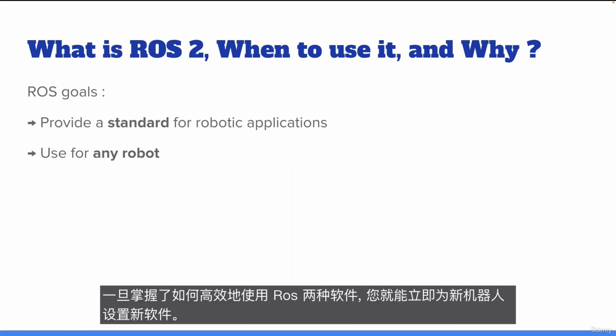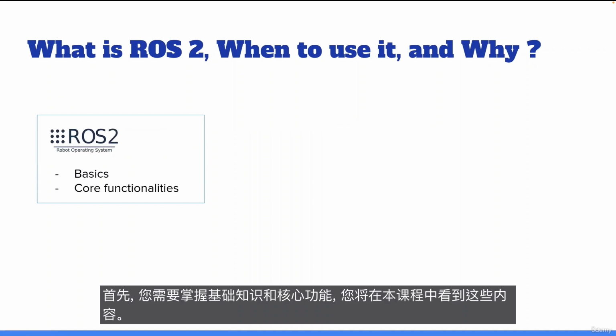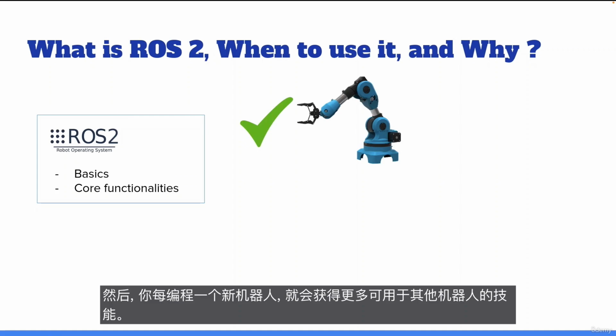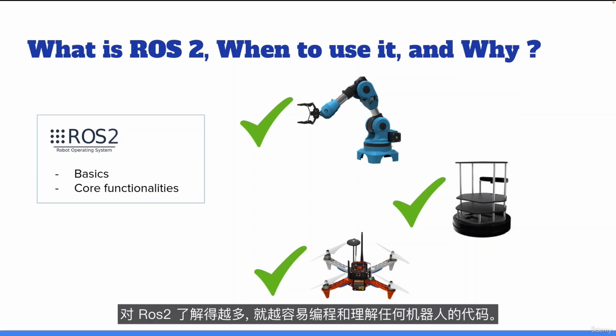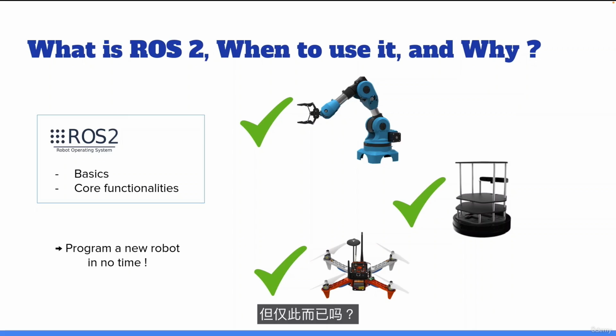Once you know how to use ROS2 efficiently, you will be able to set up a new software for a new robot in no time. You first need to master the basics and core functionalities, which you will see in this course. And then for every new robot you program, you will gain more skills that can apply to other robots. The more you know about ROS2, the easier it will be for you to program and understand the code of any robot. But is that it?